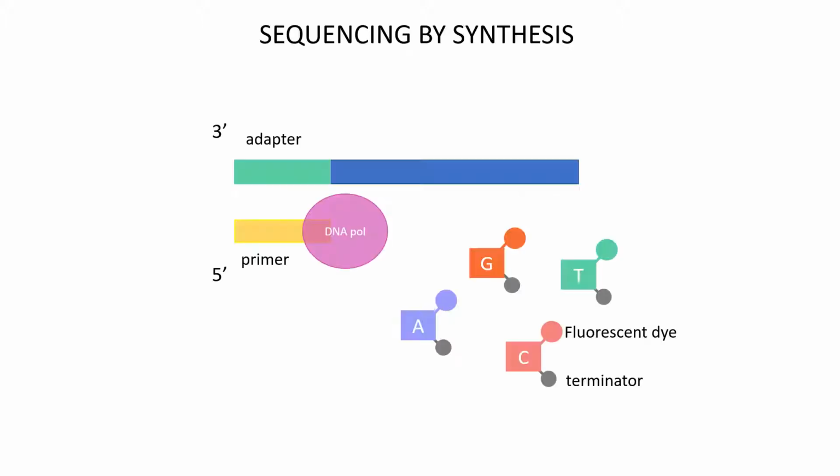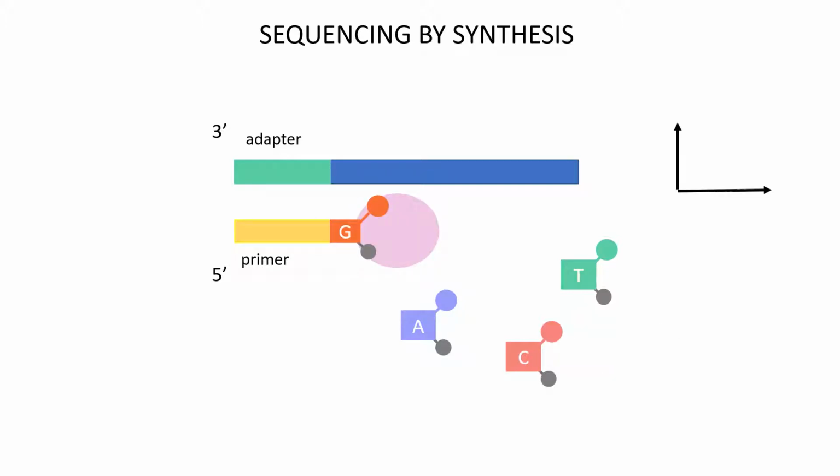Method 2. Sequencing by synthesis. A mixture of fluorescently labeled nucleotides is washed over the vessel containing the library fragments. Only one nucleotide is incorporated in each cycle due to the terminator present on the 3' end. Light is emitted when the nucleotide is incorporated, and the wavelength of emitted light reveals which nucleotide was incorporated.